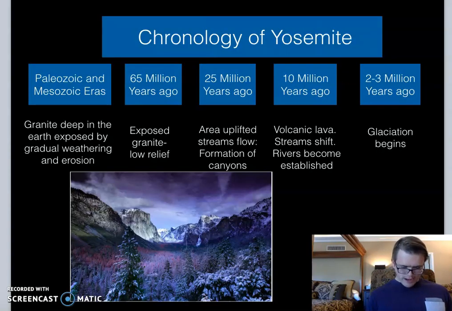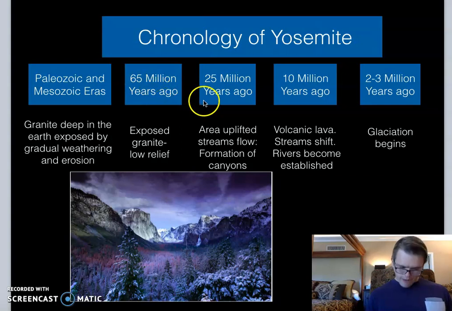My location that I'm going to discuss is Yosemite Valley in California. During the Paleozoic and Mesozoic eras, granite was formed deep in the earth from molten magma material. It was gradually uncovered by weathering and erosion. During this time, the land exposed was much lower than the land today.